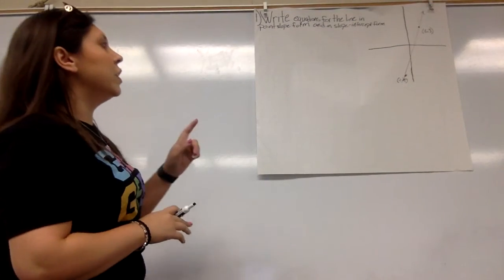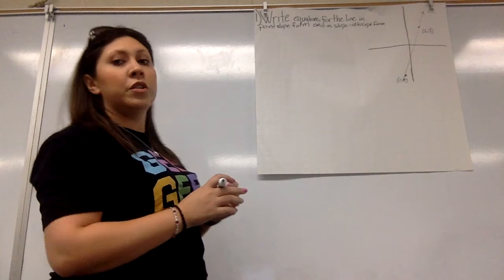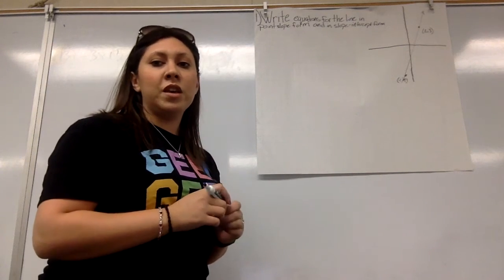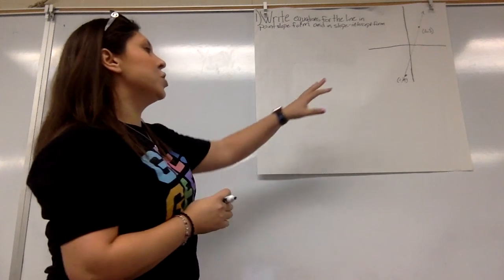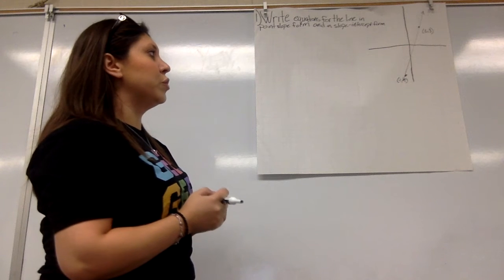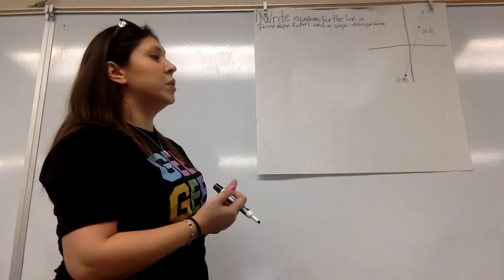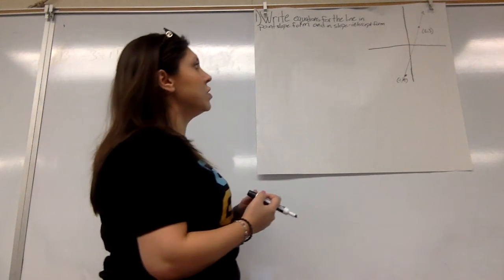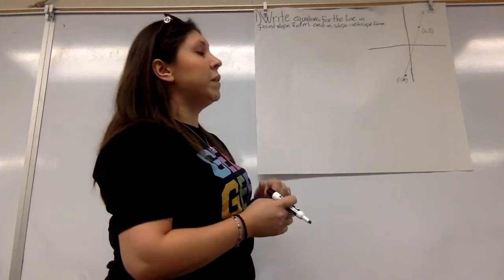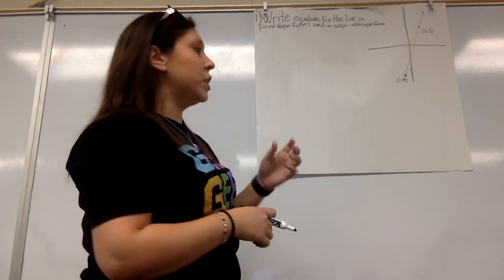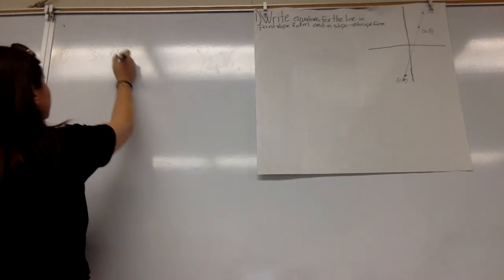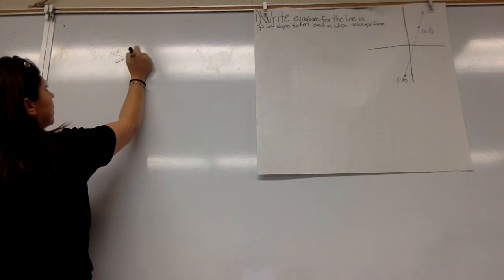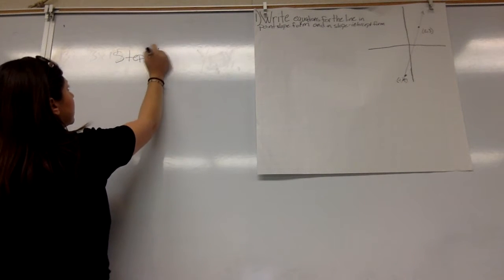Alright, so in this lesson, we're going to learn how to take 2 points and write an equation. So we're given a graph with 2 points. There's a couple of different ways that you guys can do this. We're going to start by finding the slope. So that's the first step. So step one is to find the slope.